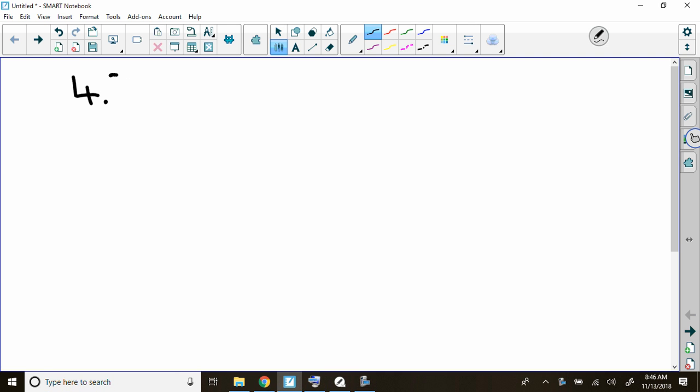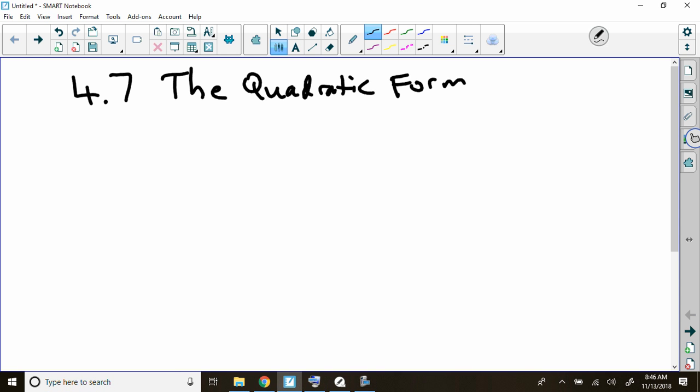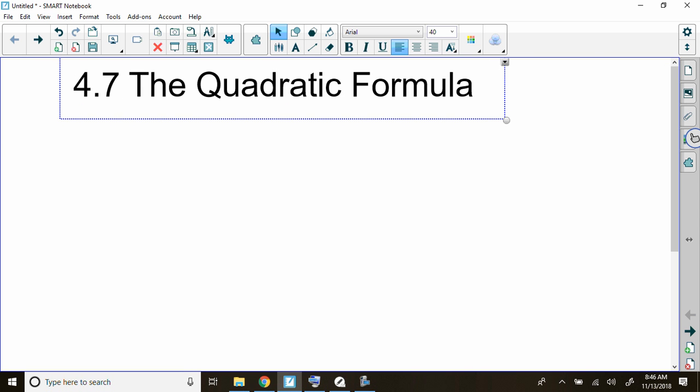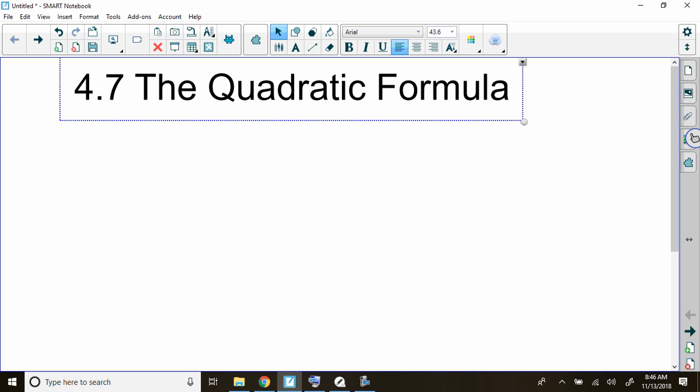Chapter 4, Section 7. The title is the quadratic formula. And contrary to popular belief, you might think that the primary focus of this lesson would be on the quadratic formula. However, it's not exactly.